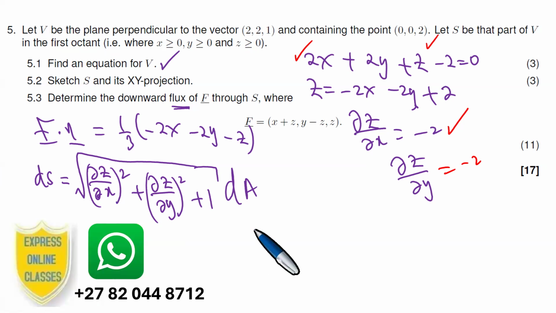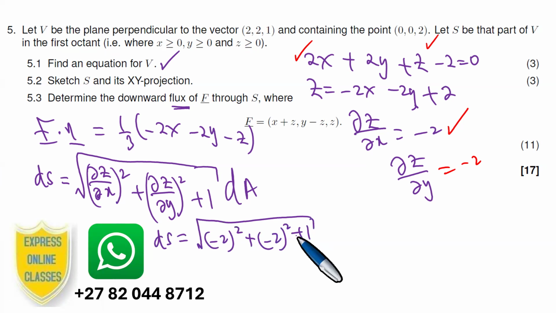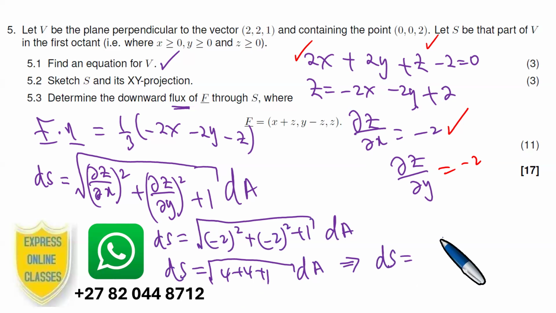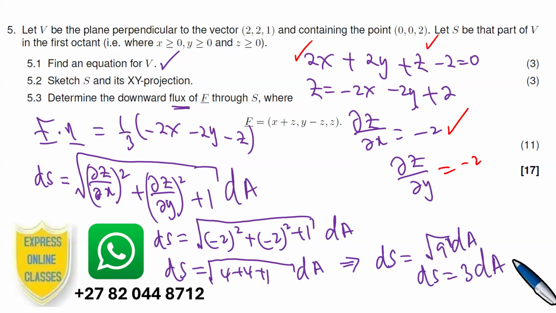Okay. At this point, we proceed to say dS. So this one is minus 2, you square it. The dz/dy is minus 2, you square it, plus 1, dA. Which means that you shall have dS is the square root of 4 plus 4 plus 1 dA, which implies that dS for the flux is 4 plus 4, which is 8, plus 1, which is 9, dA. The square root of 9 is 3. So dS is 3 dA. Now we've got another equation that we need to use.